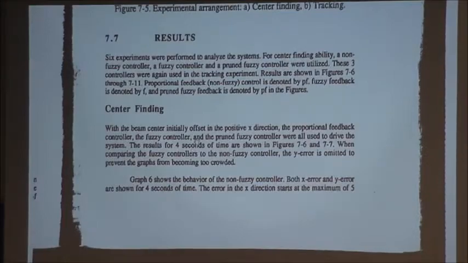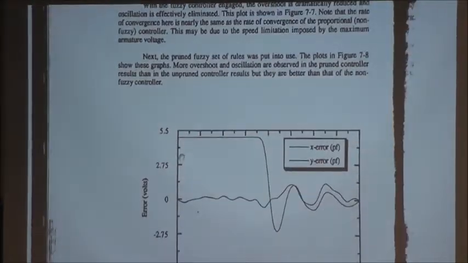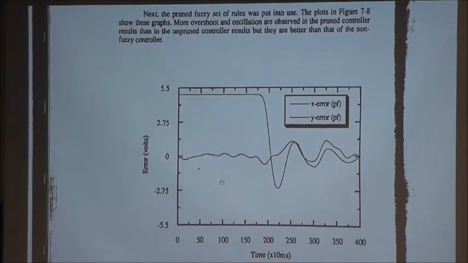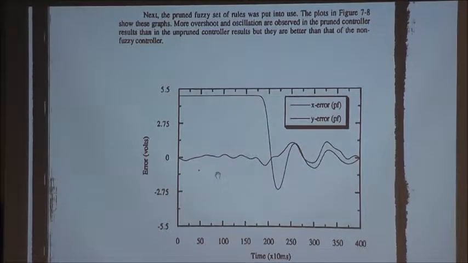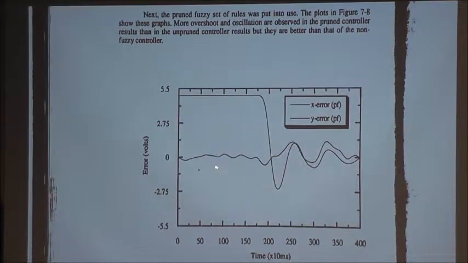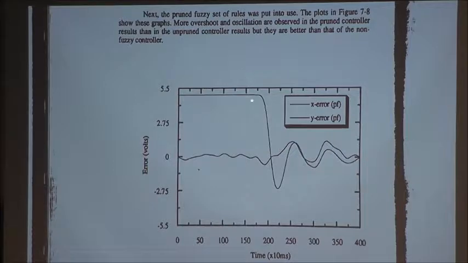So look at this response. This is an actual experimental response. It's not simulation. You see a curve here is a pruned error due to the pruned set of rules. This X is for X location of the laser pointer on the detector, and this is the Y position.